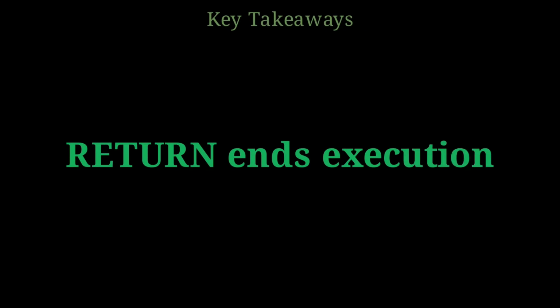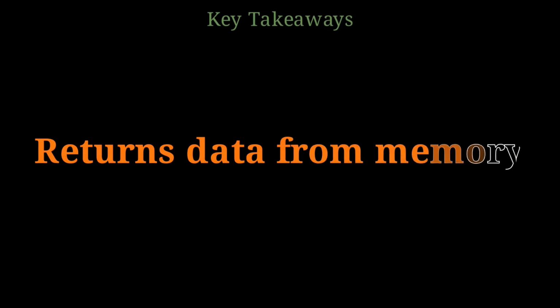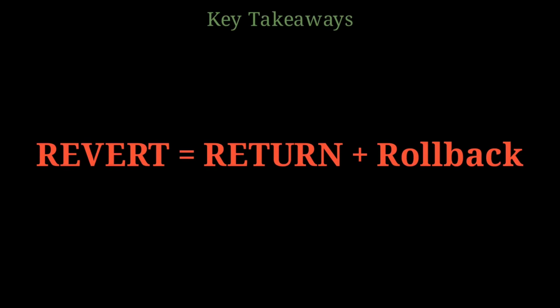So remember these 3 points. Return ends execution and sends data back to the caller. That data comes from memory using an offset and size. And revert does the same thing, but also rolls back any state changes. In the next video, we'll explore how new contracts are created and deployed on the blockchain.